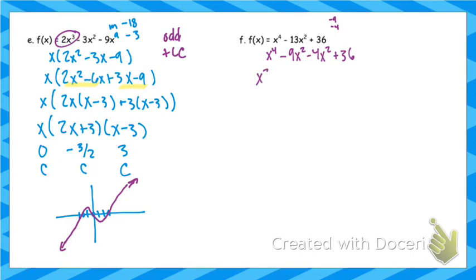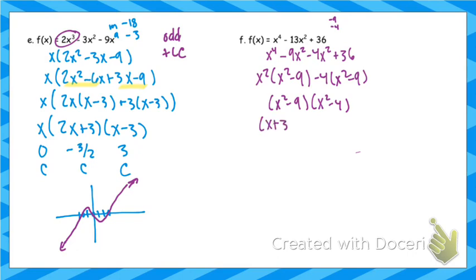So this is going to become x squared comes out. X squared minus 9 is shared. And now you'll notice both of those are difference of squares. So that'll factor into x plus 3, x minus 3, and x plus 2, x minus 2. So now again, it's very easy to see our intercepts. Negative 3, 3, negative 2, and 2. All of them have multiplicities of 1, so all of them are going to cross.